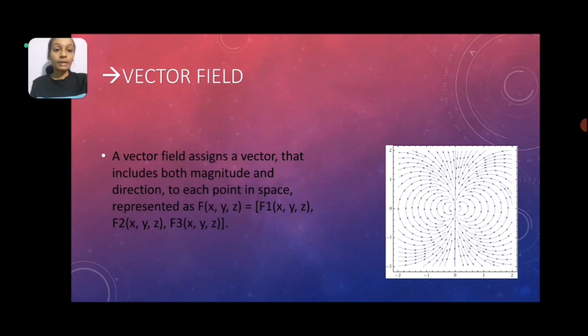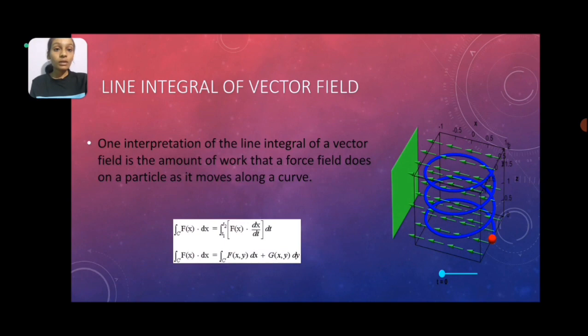Vector field. A vector field assigns a vector, which includes both magnitude and direction, to each point in space, represented as f(x, y, z) = (f1(x, y, z), f2(x, y, z), f3(x, y, z)). Line integral of a vector field. The line integral of a vector field is the amount of work that a force field does on a particle as it moves along a curve.